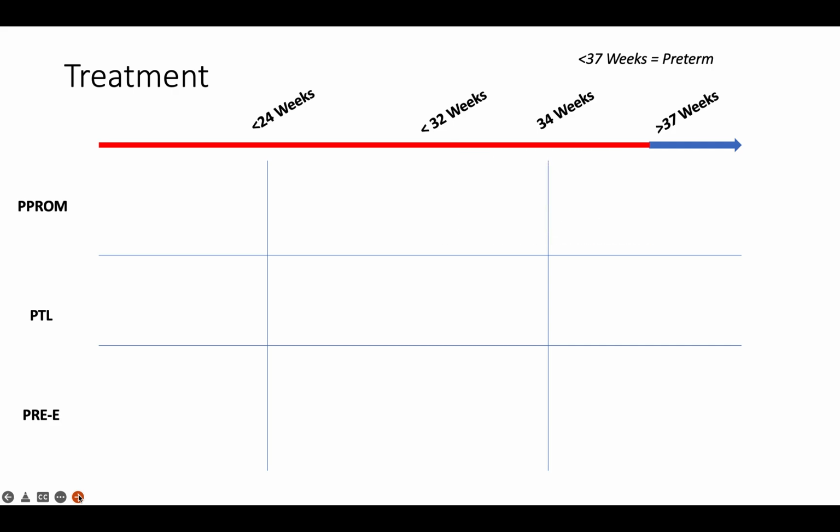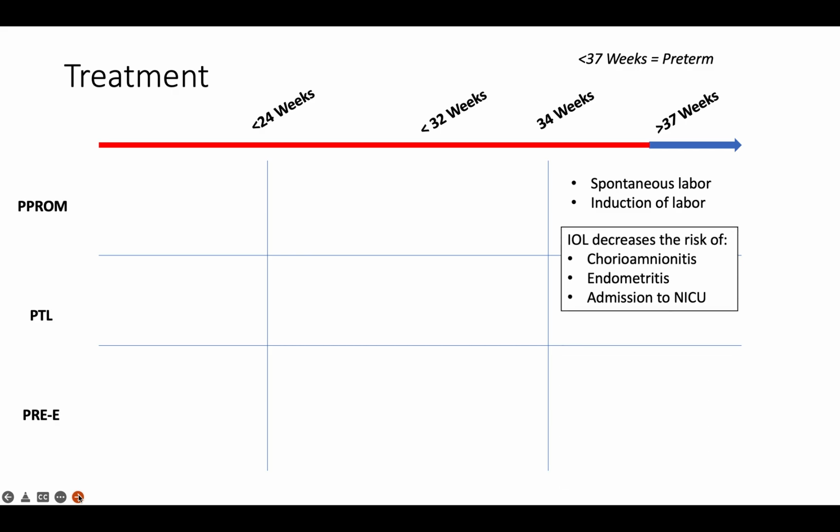First, we're going to look at PPROM. For PPROM, if rupture of membranes occurs after 37 weeks, these moms, 90% of them, undergo spontaneous labor. If rupture of membranes occurs between 34 and 37 weeks, moms will likely undergo induction of labor, hopefully leading to a vaginal delivery. Induction of labor can also occur with cervical ripening agents, including Cytotec, aka misoprostol, or Pitocin, aka oxytocin. Induction of labor decreases the risk of chorioamnionitis, endometritis, and admission to the NICU.